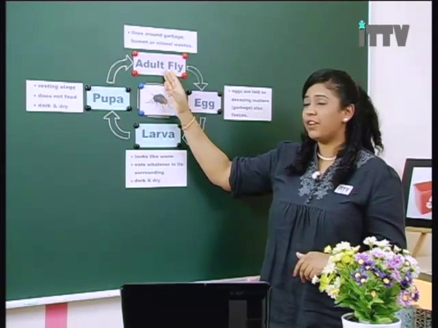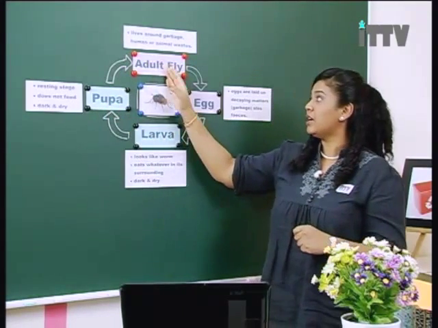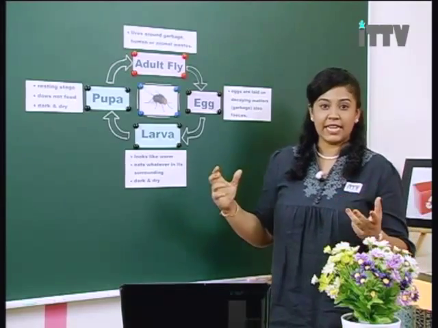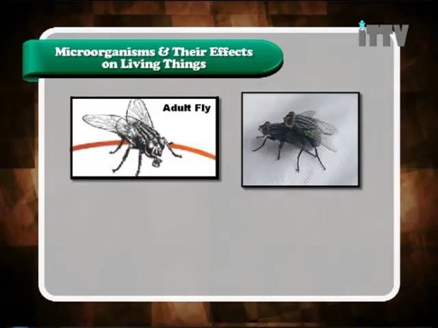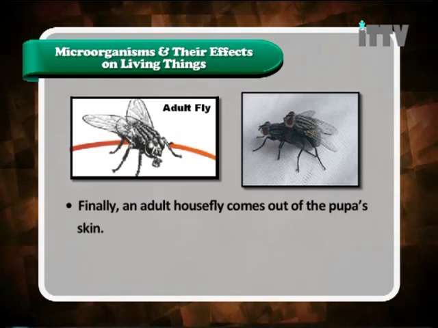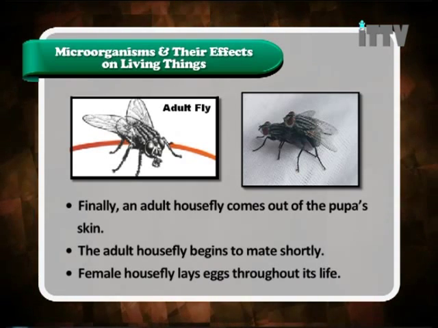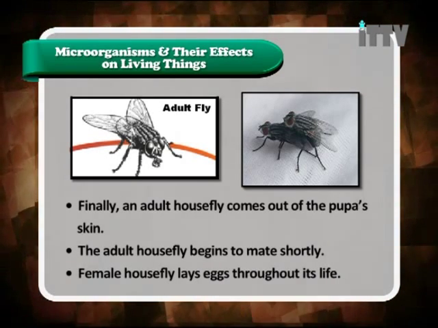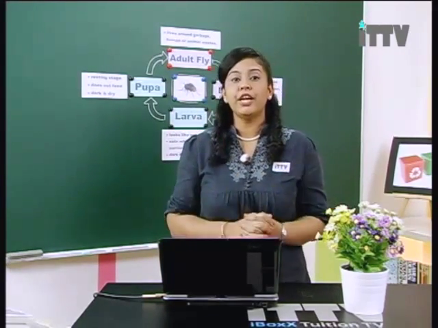Moving on, what happens when the pupa comes out and becomes an adult fly? What does it do? Where does it get its nutrients? Let's look at the characteristics of this adult fly. Adult fly. Finally, an adult fly comes out of the pupa's skin. The adult housefly begins to mate shortly. The female housefly lays eggs throughout its life. So from here we understand that as soon as it comes out and gets its nutrients, the female housefly quickly reproduces, so it generates more and more of its species.